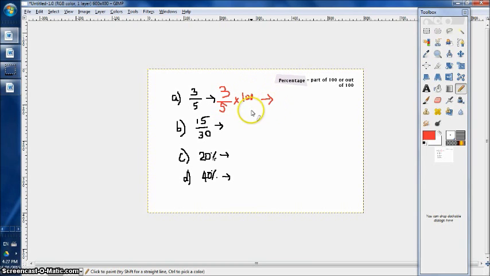15 over 30 likewise is 15 over 30 times 100. So my percent value is 50%.